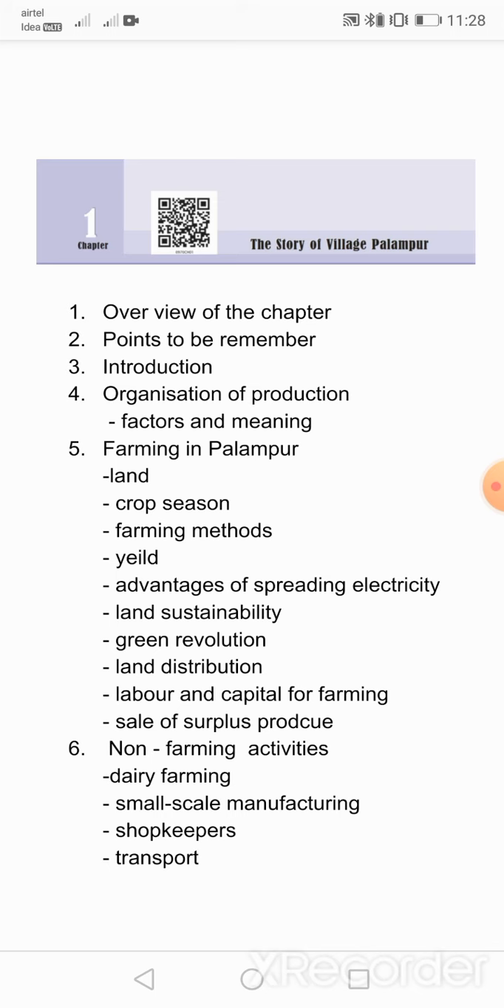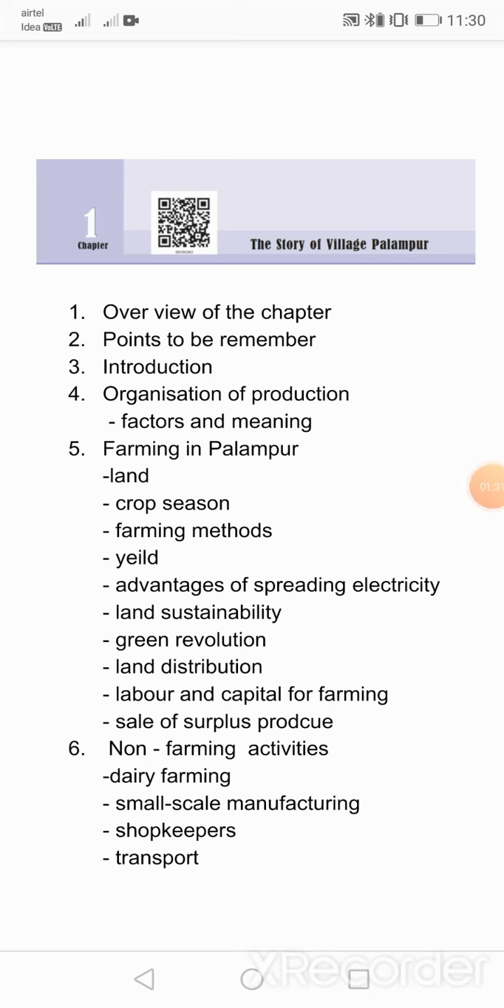Under that, we will discuss topics like land, crop seasons, farming methods, yield, advantages of spreading electricity, land sustainability, green revolution, land distribution, labor and capital for farming. Last one, sales of surplus produce. The last topic we will discuss in this chapter is non-farming activities: dairy farming, small scale manufacturing, shopkeepers and transport.